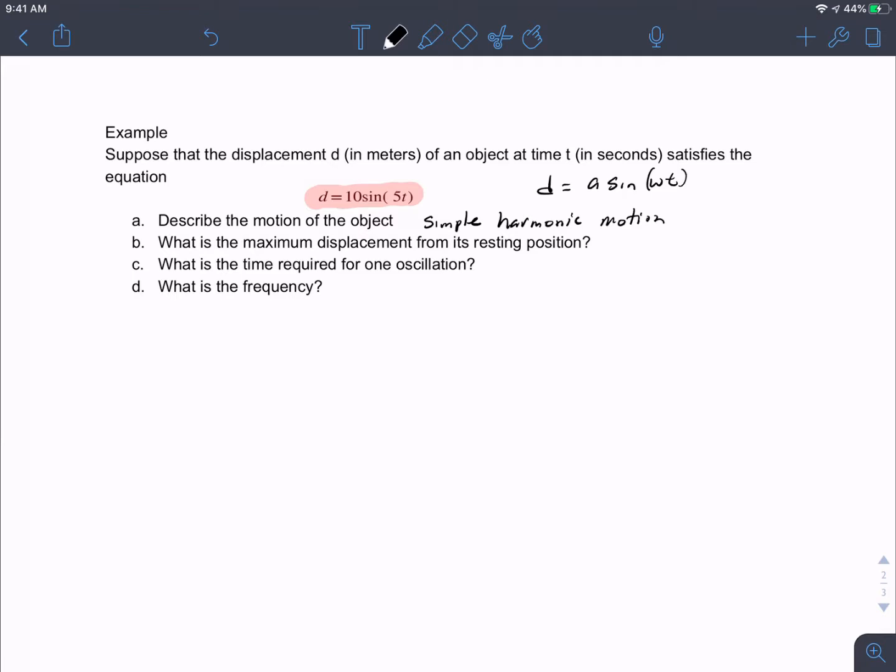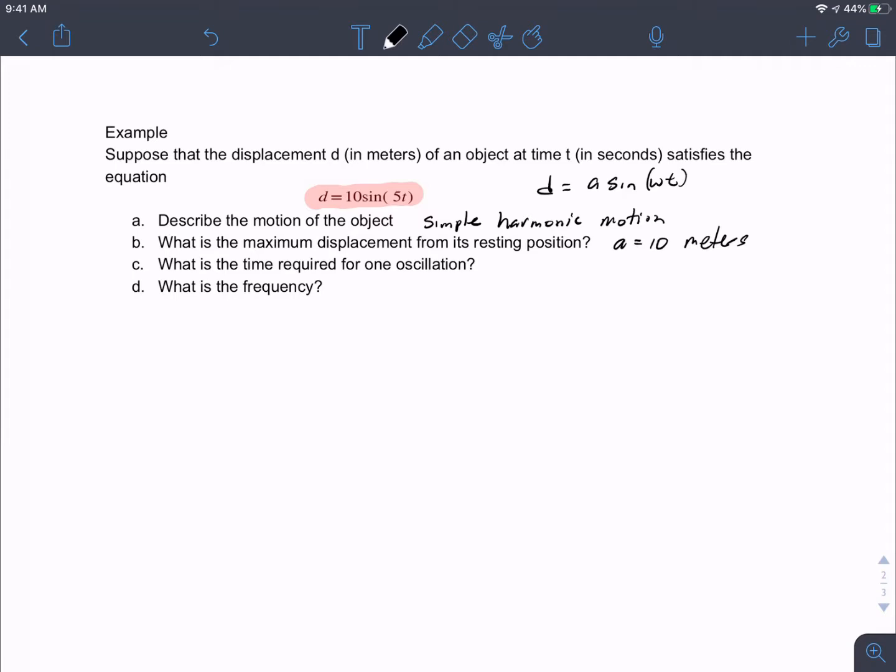It says, what is the maximum displacement from its resting position? Well, remember, the A is what dictates what the amplitude is, and that's where we have our maximum displacement. So A in this case is 10, and that would be the maximum displacement. And since we don't know what the units are, we'll just say it's 10 units. Oh, we do know the units. They are meters, and so it is 10 meters.